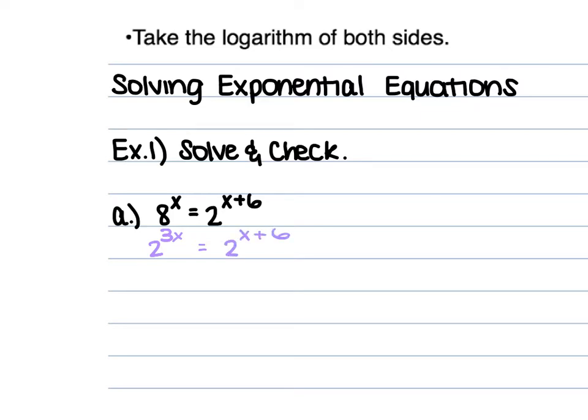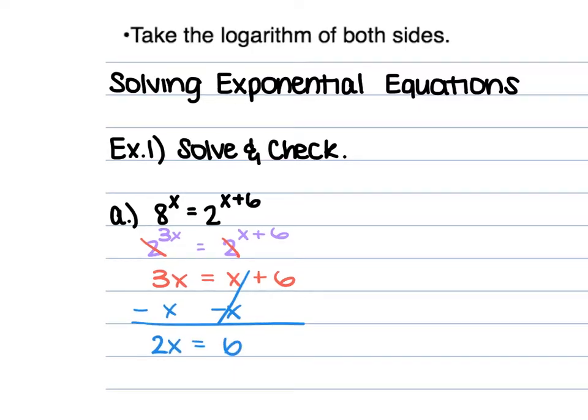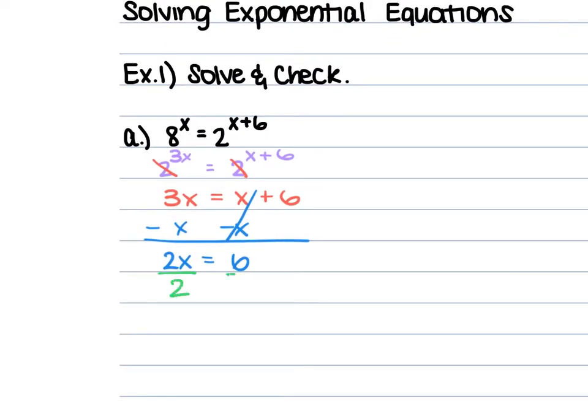Now, since our bases are the same, we can cancel them out and just set our exponents equal to each other. So 3x is equal to x plus 6. We would subtract the x from each side. We have 2x is equal to 6, and then we would divide each side by 2 to get that x is 3.